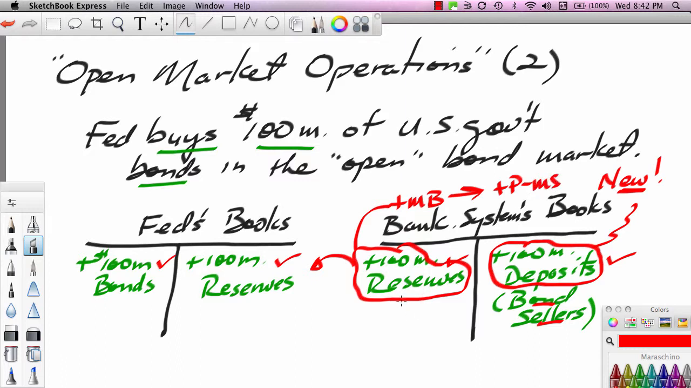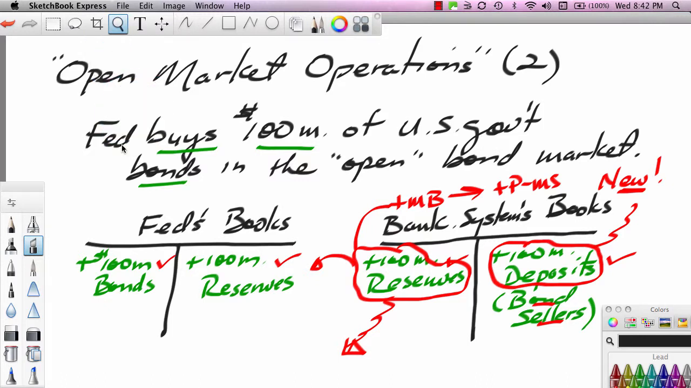And of course, banks are now in a position to create loans, and these loans will create further deposits. Deposits will create reserves. Reserves will create loans. Loans will create deposits, and this deposit expansion multiplier process will unfold. So what we see here is a relatively small initial action will have a much larger effect on the banking system than the size of that transaction.